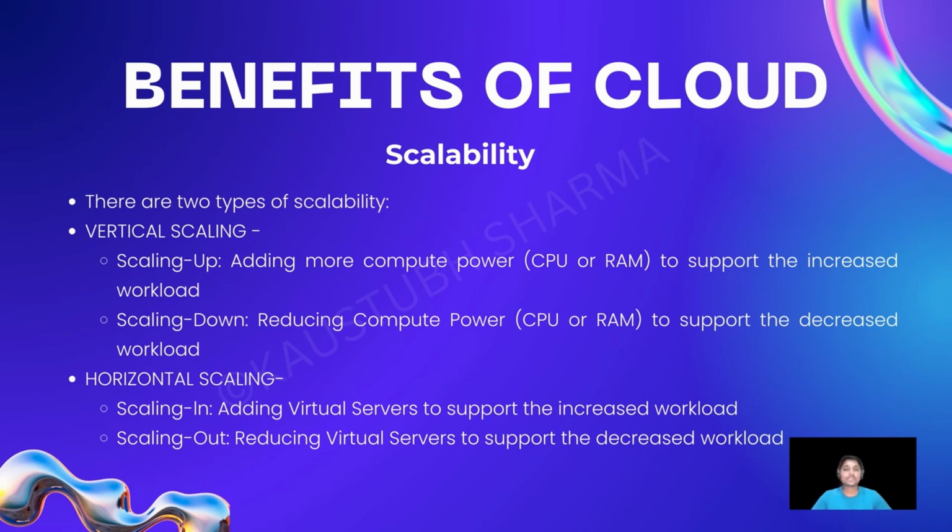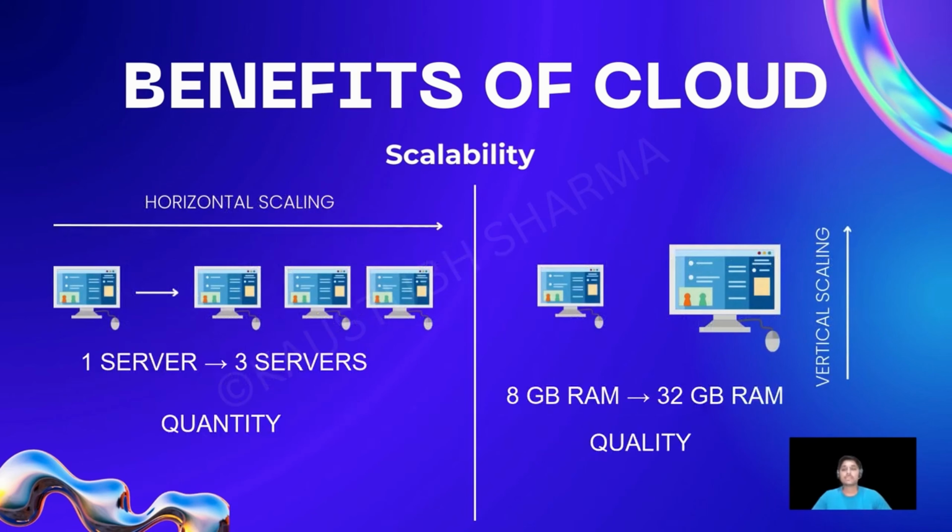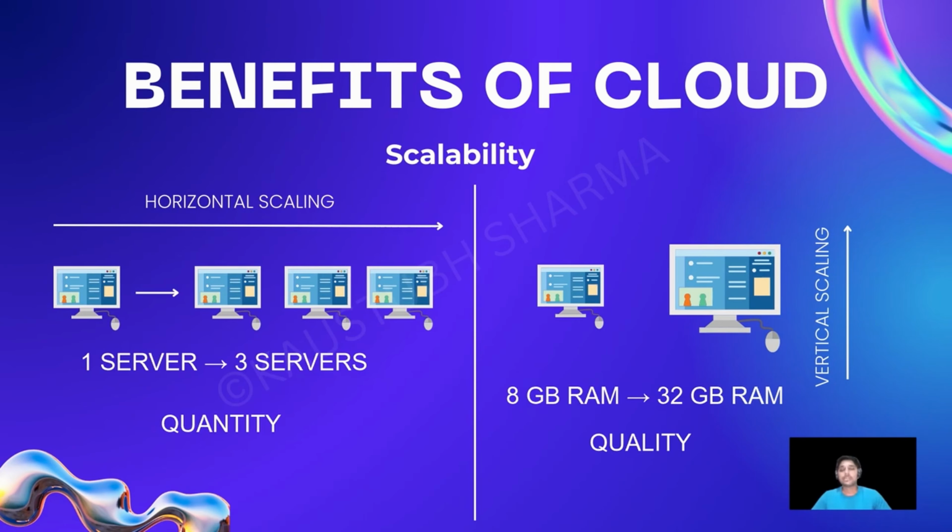Similarly, horizontal scaling can be categorized into two types. When you add virtual servers to support the increased workload, it means you are scaling in. While in case of decreased workload, when you are reducing your virtual machines, then you are scaling out. You can easily remember this by visualizing this slide: when you are increasing in number, you have to scale horizontally, and when you are increasing in power, you have to scale vertically.